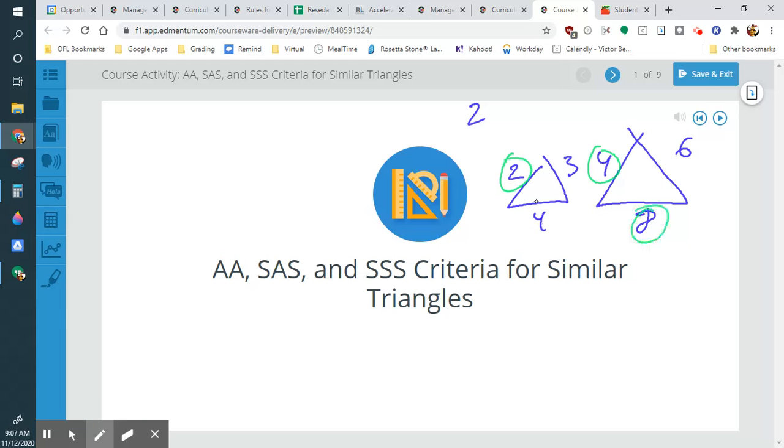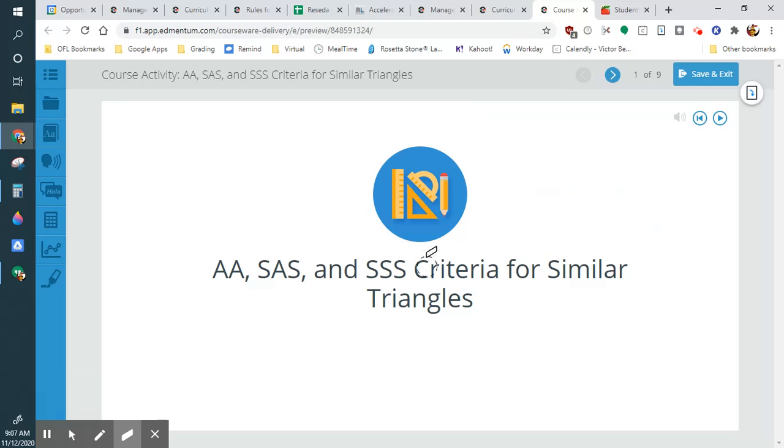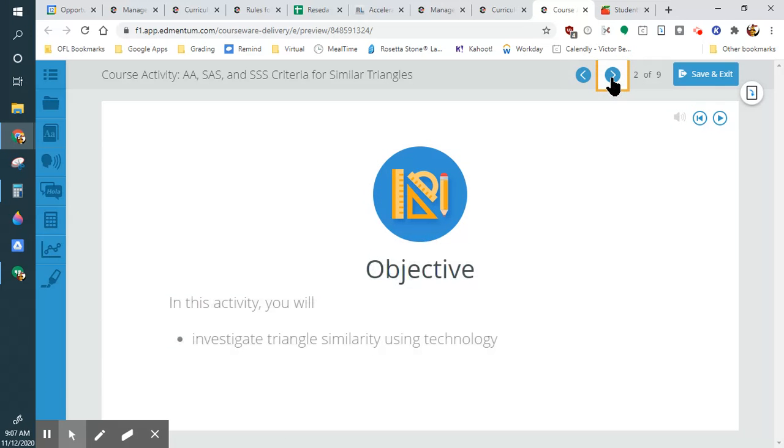So you can always do this over this, and you'll see that anything divided that way will end up giving you the same result. So 6 divided by 3 is still 2, 4 divided by 2 is still 2, 8 divided by 4 is still 2. That's what we're trying to prove with all of these theorems. We're trying to see if all of these give us a similar triangle. So that's the goal going into it.